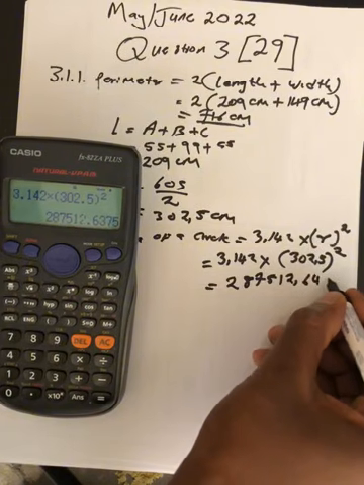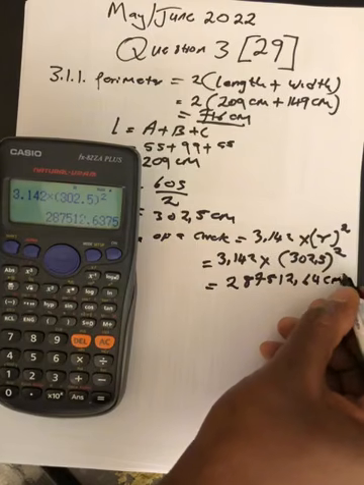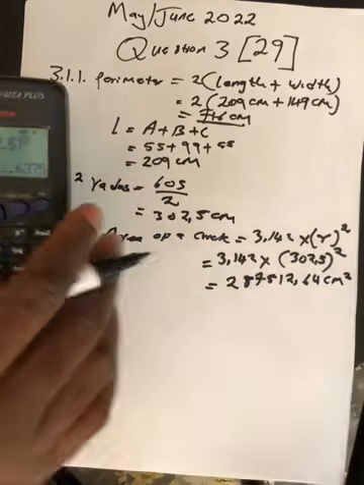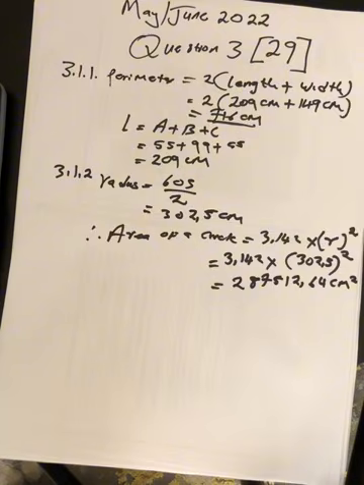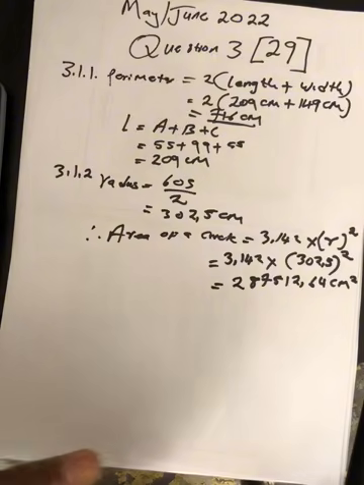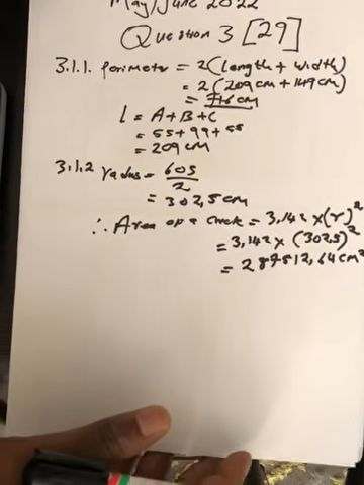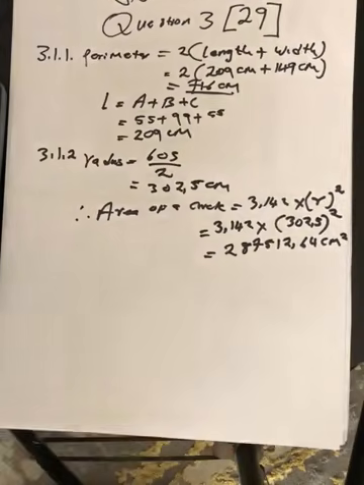287512.64 centimeter squared. Don't forget the units there are centimeter. The unit is centimeter, so we have to say centimeter squared. The question wanted our answer to be in centimeter squared, so it means that we end there or we stop there. That is our answer. Let's move to the next question.